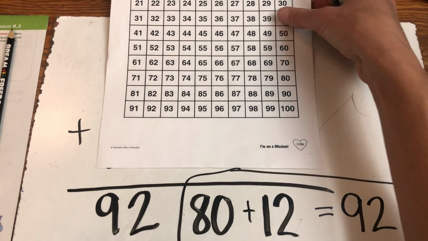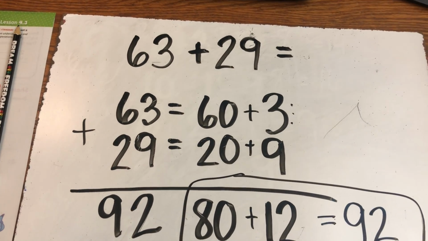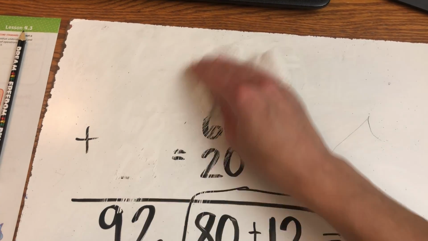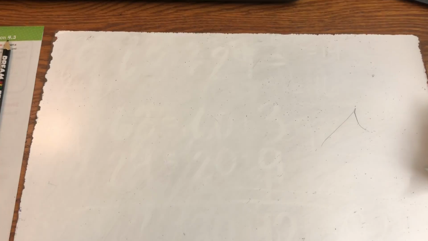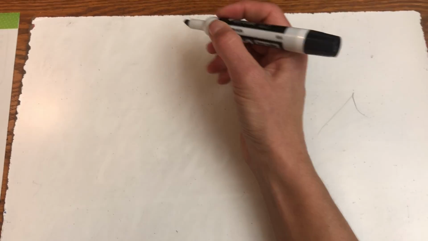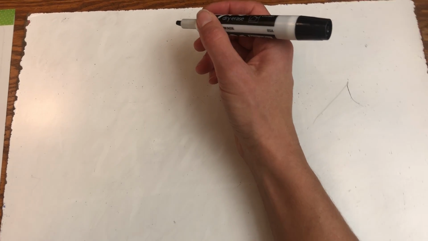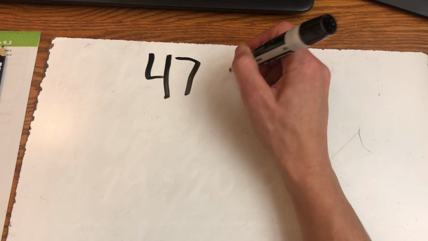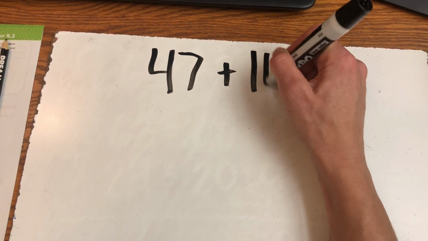Are you ready for today? All right, let's erase our board. We're going to do it one more time on our whiteboard before we get to our paper. Our next equation is 47 plus 16. Make it nice and big. 47 plus 16.